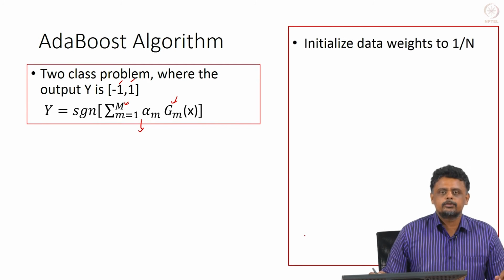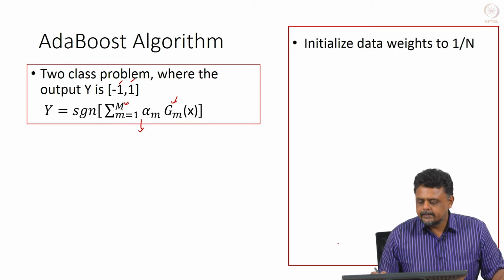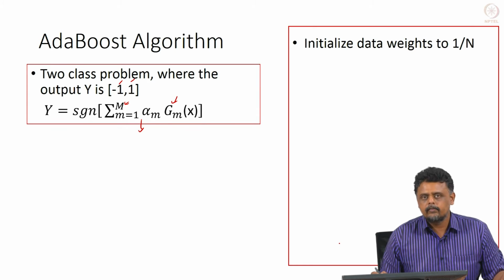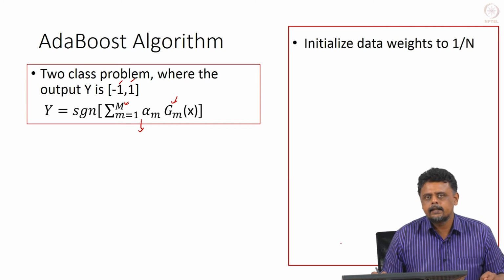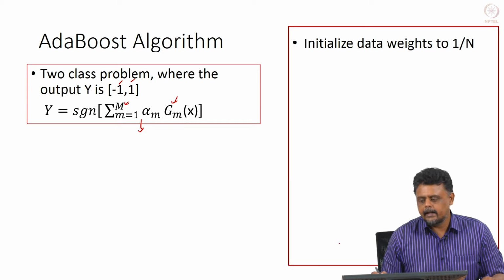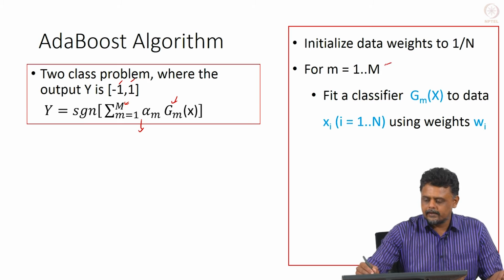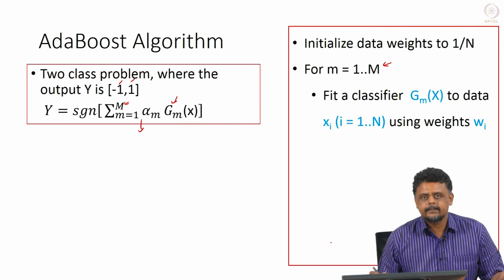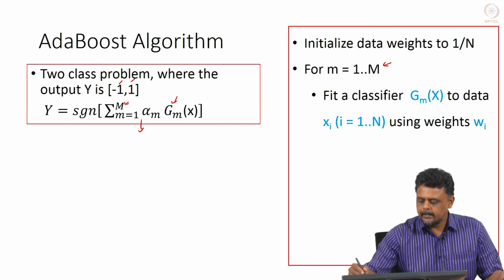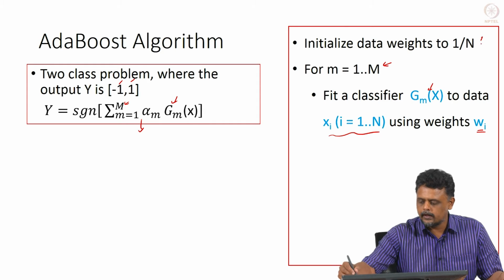So, how does the AdaBoost algorithm progress? First, initialize data weights to 1 over n. When we start out, we assign the same weighting 1 over n, where n is the total number of data points, to each of the individual data points xi. And for M classifiers, for each iteration, you fit a classifier to the data xi using the weights wi. In the first iteration the weights are just 1 over n, they are all the same.